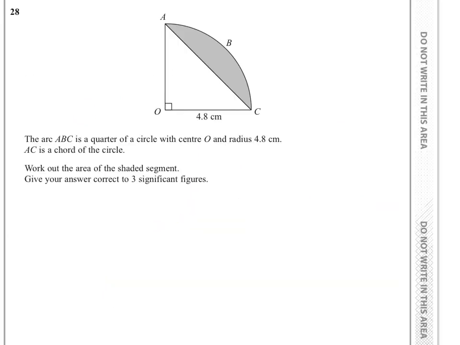Question 28. It says the arc ABC, here, ABC, the curved part, is a quarter of a circle with centre O and radius 4.8 centimetres. And it says AC here is a chord of the circle. It says work out the area of the shaded segment. And we've got to give our answer correct to 3 significant figures. So we can use the calculator here. You can use it as we go through the problem.